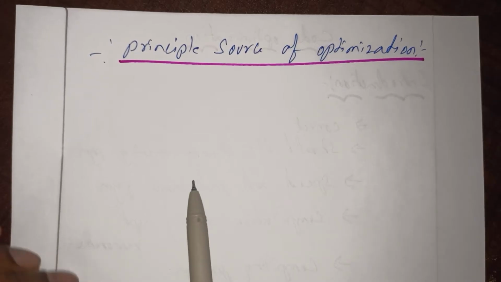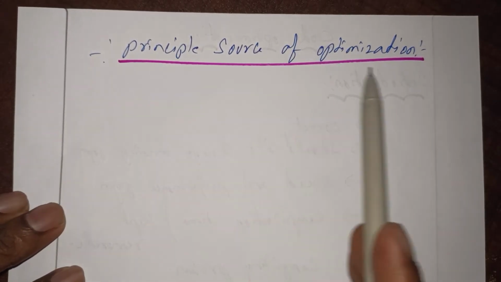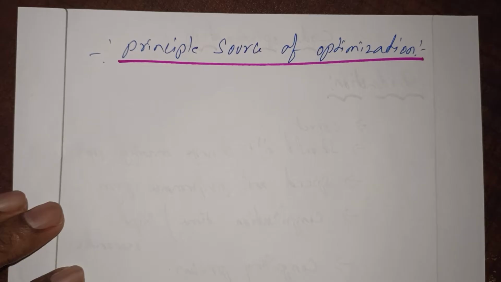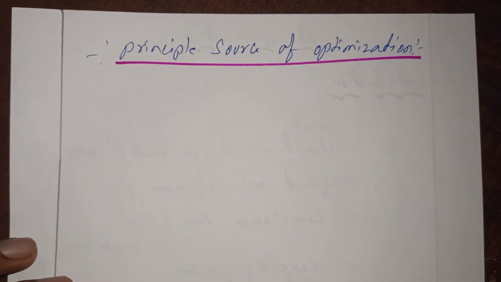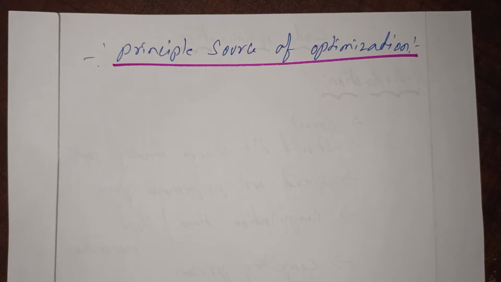Now I'm going to explain all about the principal sources of optimization. This is one of the techniques adopted in optimization, which can be done globally or locally. In the previous lecture I was explaining the basics of optimization: when optimization is required, why it is required, and what other facts should not affect the optimization technique we have seen.